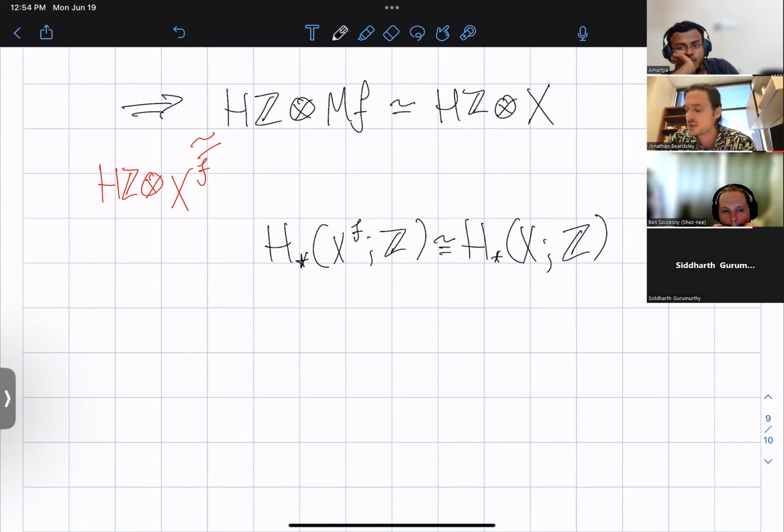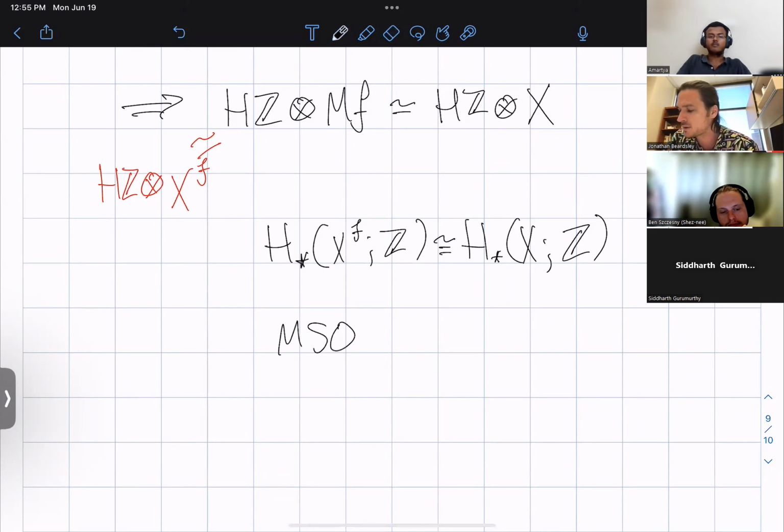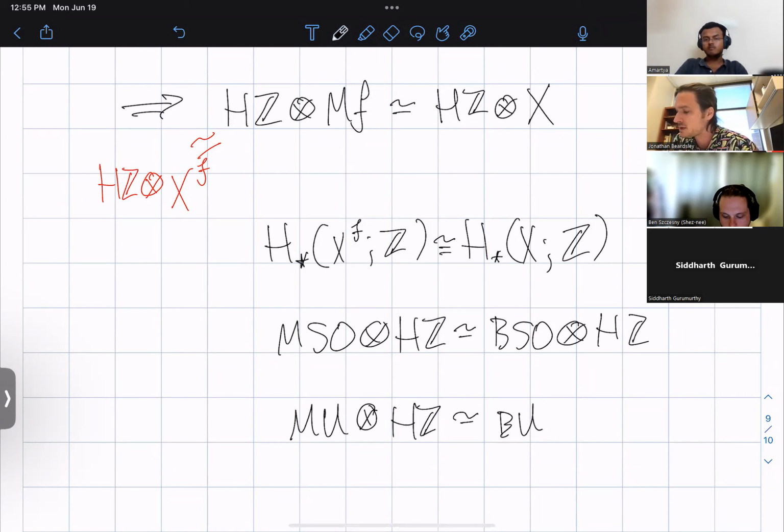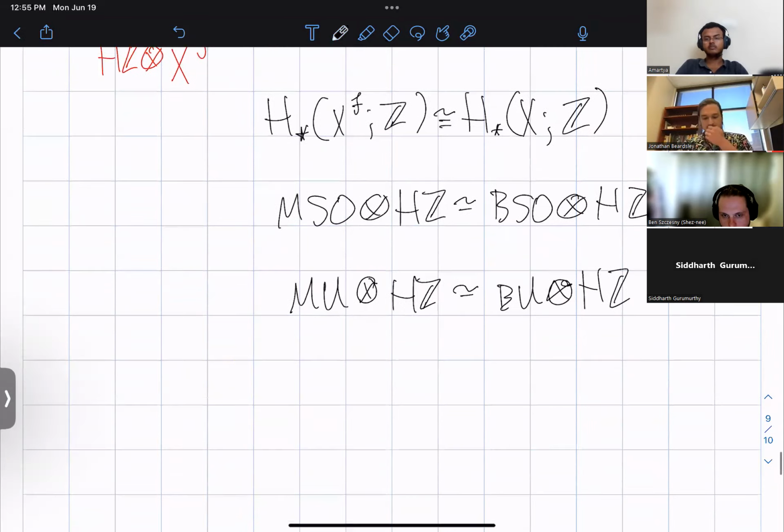And more generally, you get things like MSO tensored with HZ is equivalent to BSO tensored with HZ. You get Thom isomorphisms for all these Thom spectra. These are the universal examples of having these vector bundles, or MU tensor HZ is just BU tensor HZ. So MU and BU have the same homology, for instance.